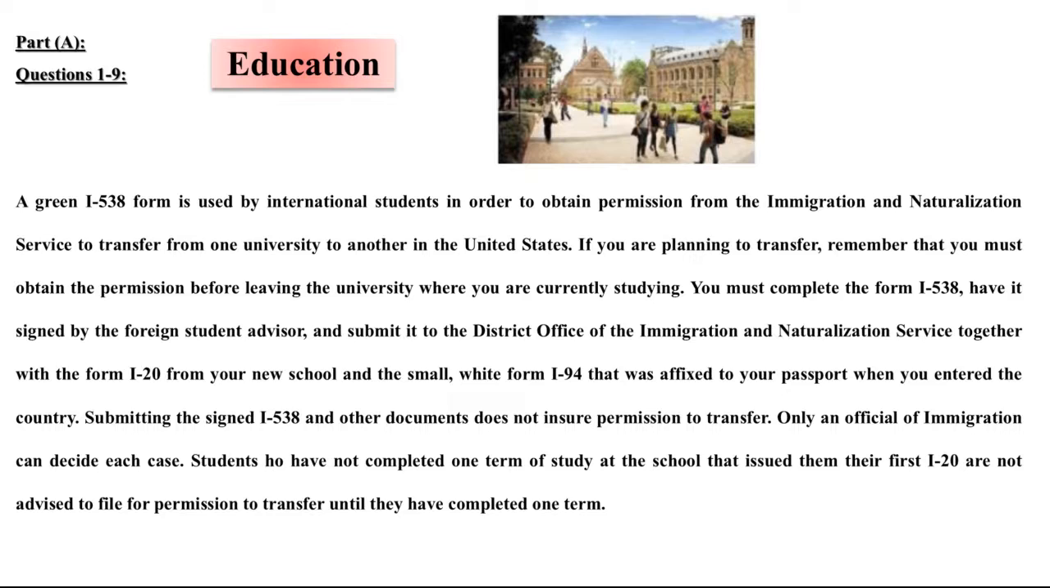The Form I-538 is used by international students in order to obtain permission from the Immigration and Naturalization Service to transfer from one university to another in the United States. If you are planning to transfer, remember that you must obtain the permission before leaving the university where you are currently studying.